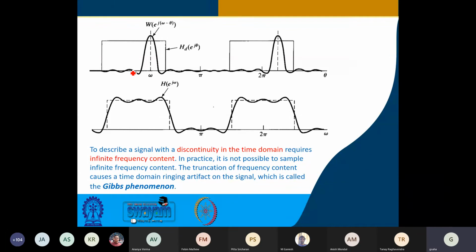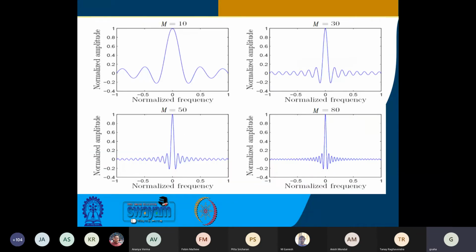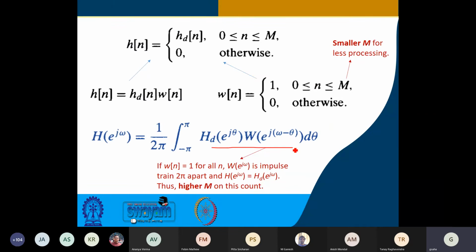So here we are looking at this expression, what its physical meaning is, and how it contributes to the modified H(e^jω), that is the practical or real H(e^jω) with which you actually work in a DSP system, and it is not the ideal H_d(e^jω). So, for practical reasons.